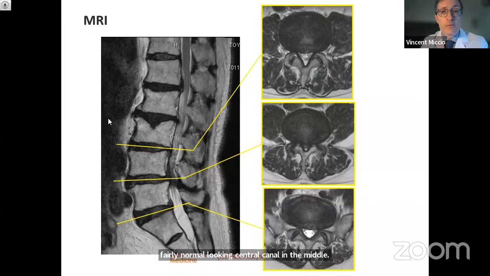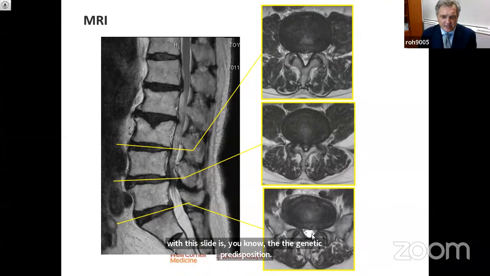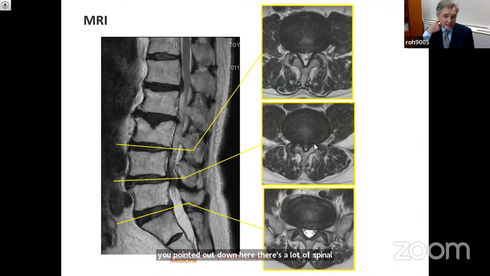Dr. Mitchell, we're getting a lot of questions and comments, which is great. But one question, especially that I think goes along with this slide is the genetic predisposition. This looks pretty dramatic. As you pointed out down here, there's a lot of spinal fluid and there's a lot of room. And then here it's very, very tight. And I can certainly observe in my patients that sometimes you see the grandfather, the father, the children, they all have spine issues, unfortunately. What do we know about genetic predisposition? Does it run in families?